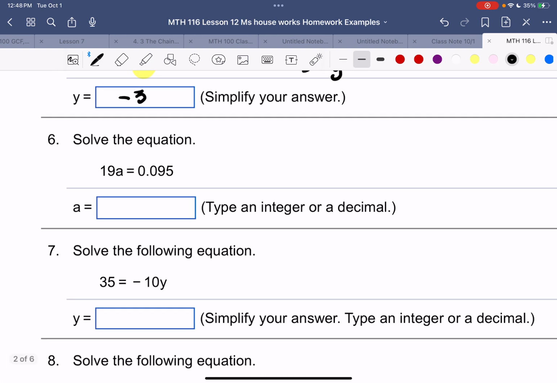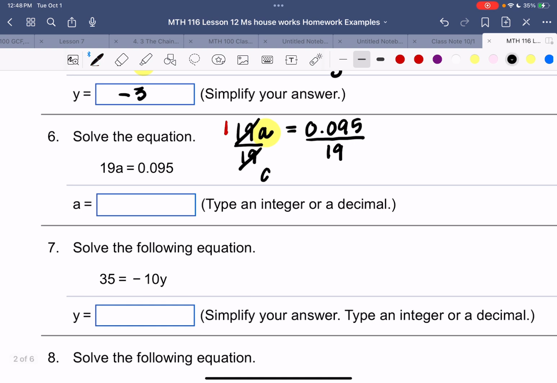In number 6, again, I have multiplication. 19 times a is 0.095. I want to isolate this variable a. It's being multiplied by 19. I need to divide it by 19. If I divide on the left, I must divide on the right. 19 goes into 19, leaves a 1a, and of course we just write a. And 0.095 divided by 19 gives me an answer of 0.005.